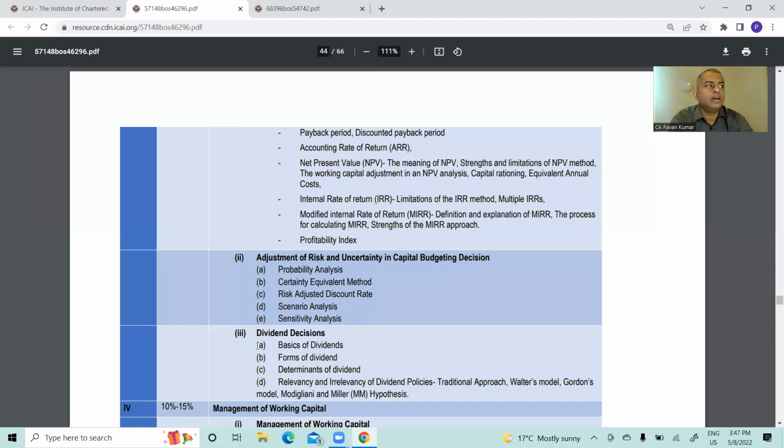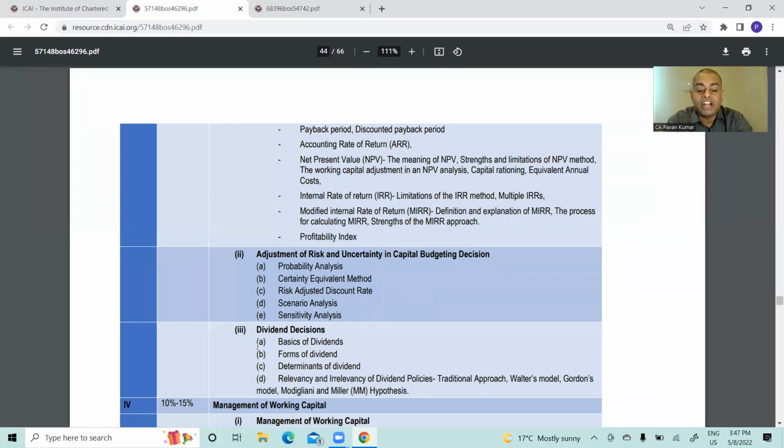Like, you know, the risk adjusted rate of return model, certainty equivalent model, sensitivity analysis, scenario analysis. All these things are very easy. There are 2 difficult models, Monte Carlo simulation, and one more is the decision tree. These 2 models are actually a little complex. And guess what? They are deleted from the syllabus. Nice, no? That means now only easy models are there. Then dividend decisions.